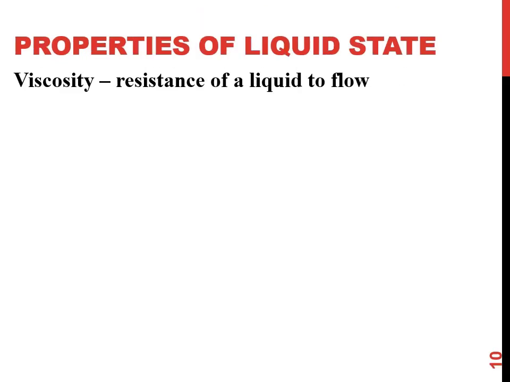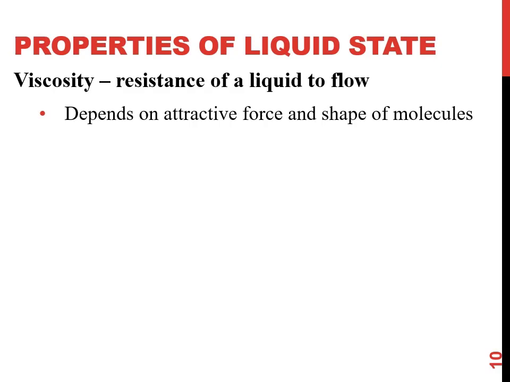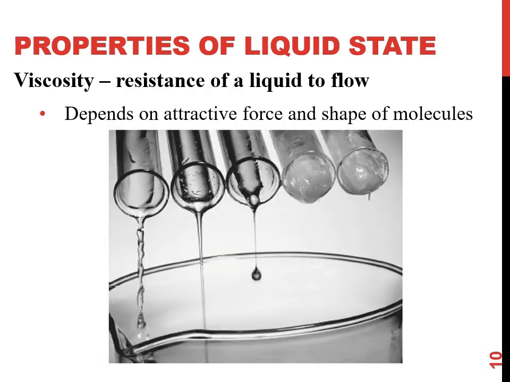So next, let's review some of the properties associated with the liquid state. What property is going to be the viscosity of a liquid? Viscosity is defined as the resistance of a liquid to flow. So this is going to depend on the attractive force between the molecules as well as the shape of the molecules. The higher a substance's viscosity, the less it is going to flow.